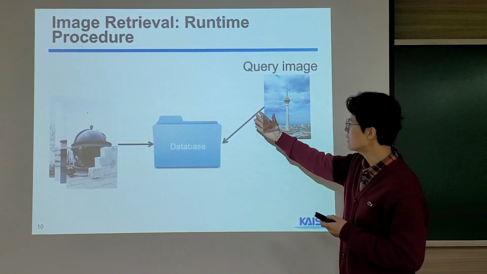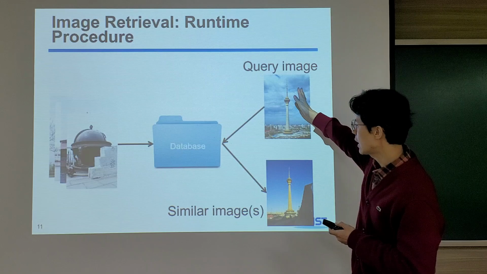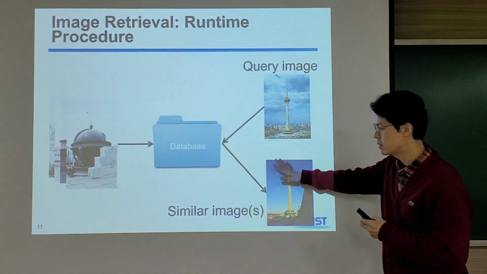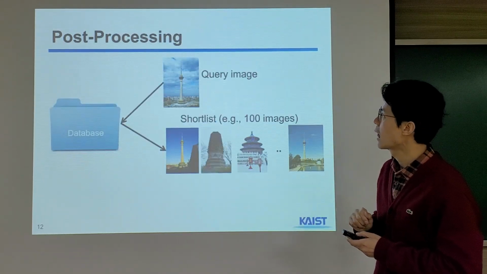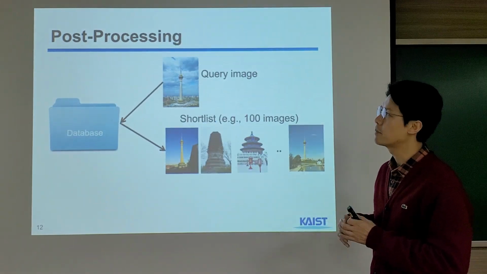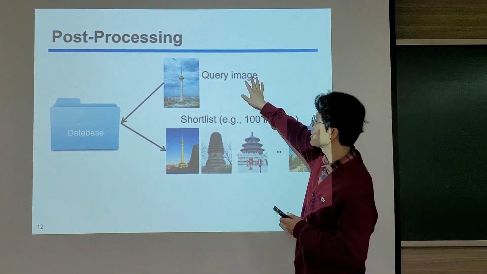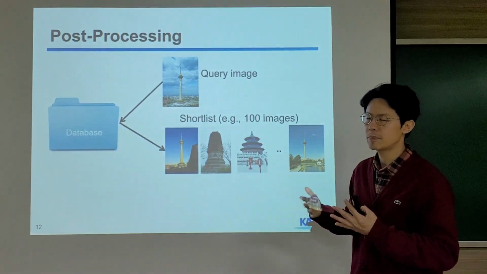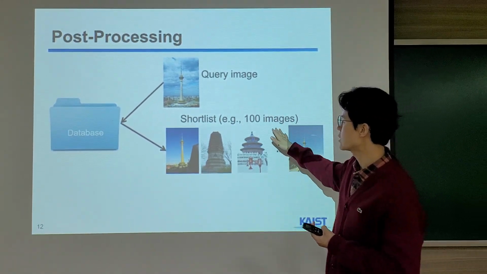And then at run time, given a query image provided by the user, we go over those inverted files in an efficient way and identify the similar images. That's the run-time process of image search. And also there could be many different types of post-processing. Given the query image, we typically provide some top K images, in this case the top 100 images. We call it the short list.